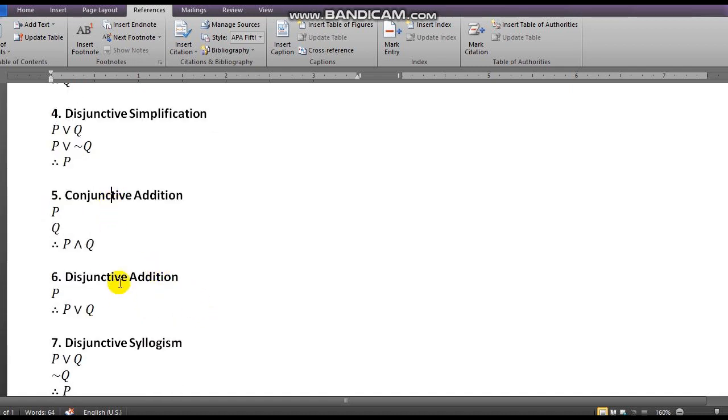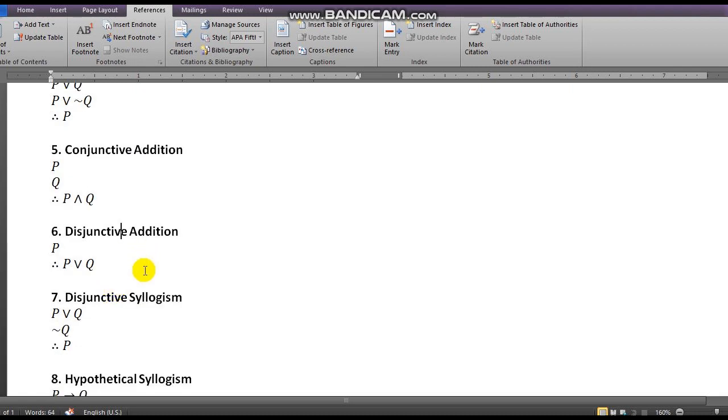For the next one, we have the addition statements. We can add statements using either conjunctive addition or disjunctive addition. For conjunctive addition, if we know that P is true, and we also know that Q is true, then we can combine the two statements as P and Q. This P and Q remains true since P is true and Q is true. We can add it using conjunctive addition.